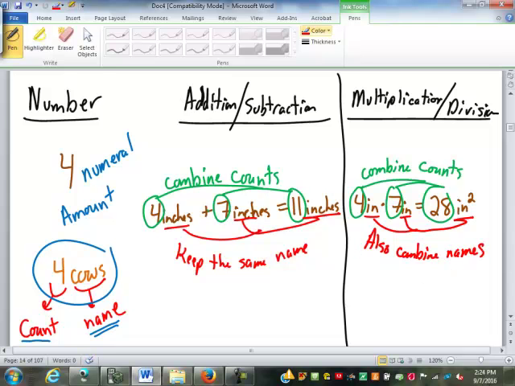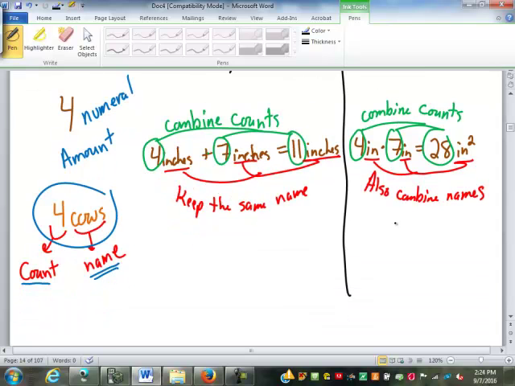Now that seems like a very small difference, but it's really huge. That difference explains why we do all the different processes with our other forms of numbers. In fact, it even explains what we can and cannot use in each operation.